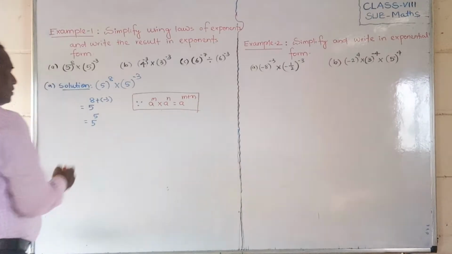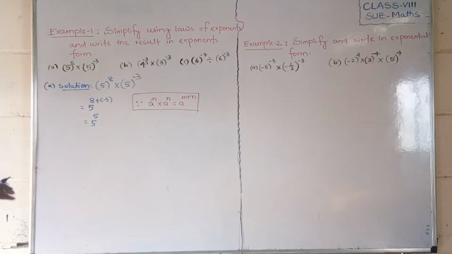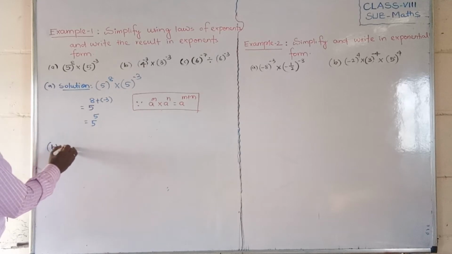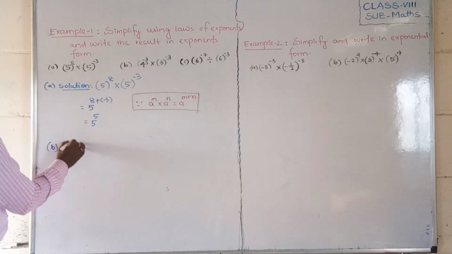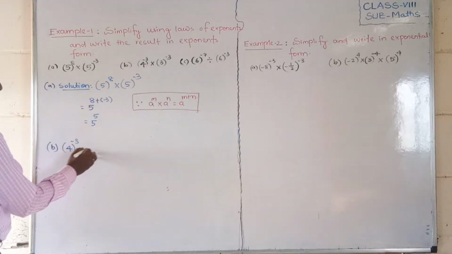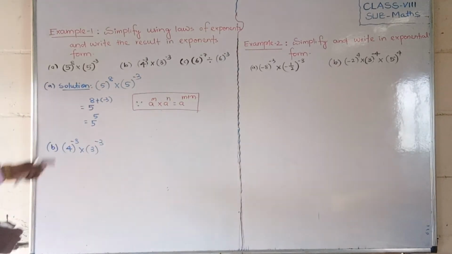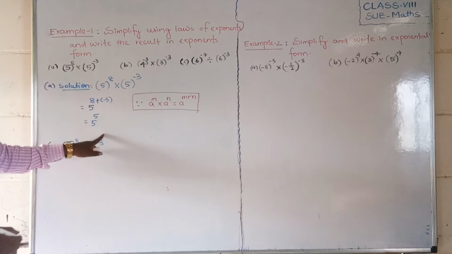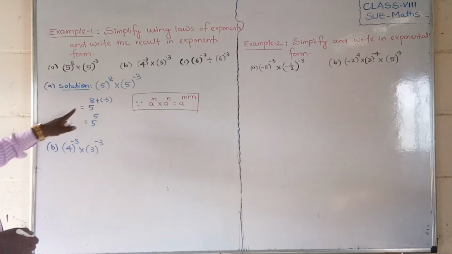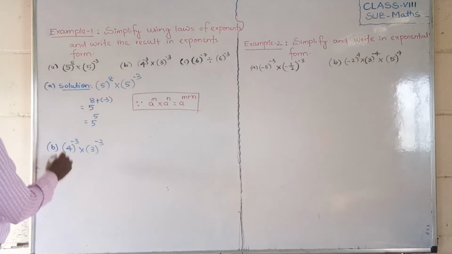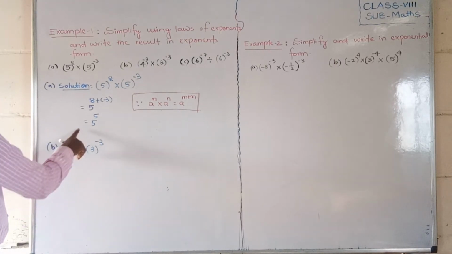Okay, so now look at question number 2, students. We can do B. What is that? 4 raised to the power minus 3 into 3 raised to the power minus 3. So what will we get? If the bases are different but the power is the same, how should we find the answer? I have already told you, the bases you have to multiply, and the power stays the same.